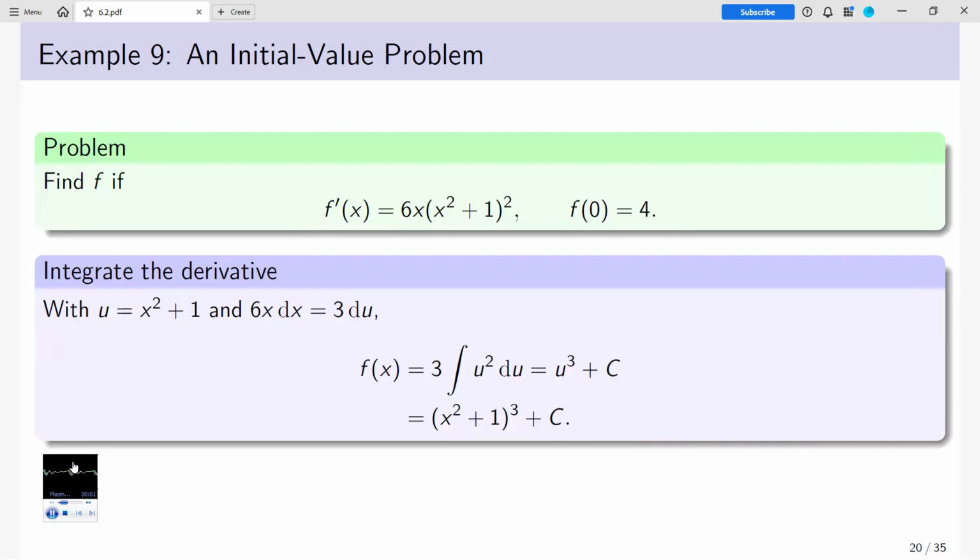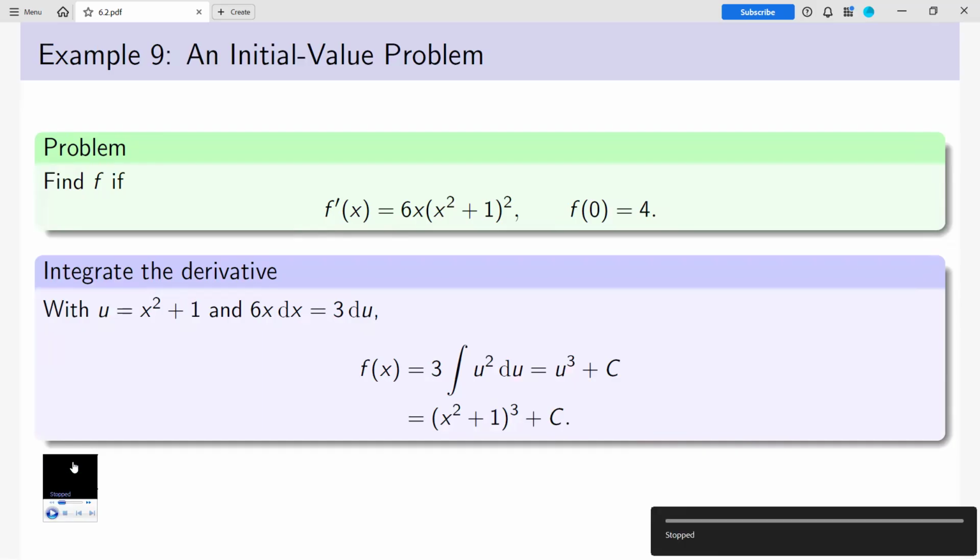We first integrate the derivative using substitution, but we keep the constant c because the initial condition has not yet been used.